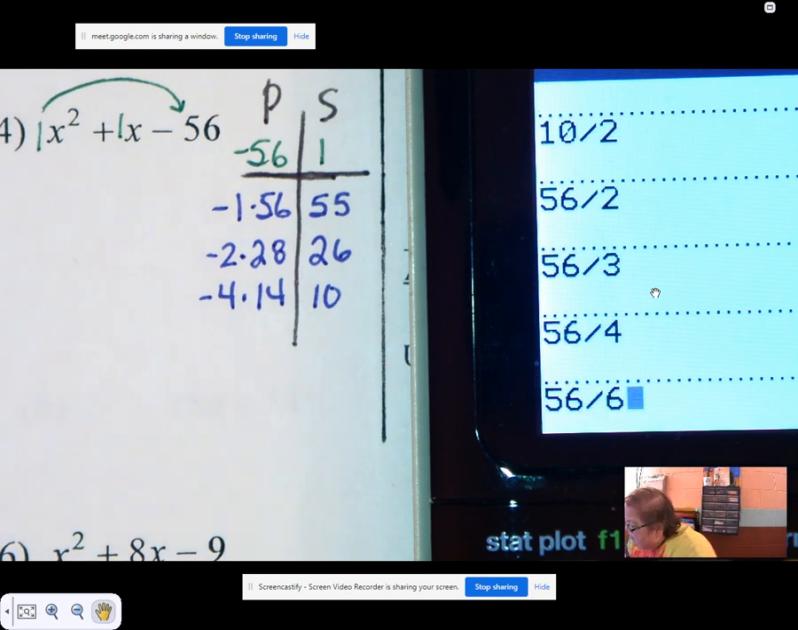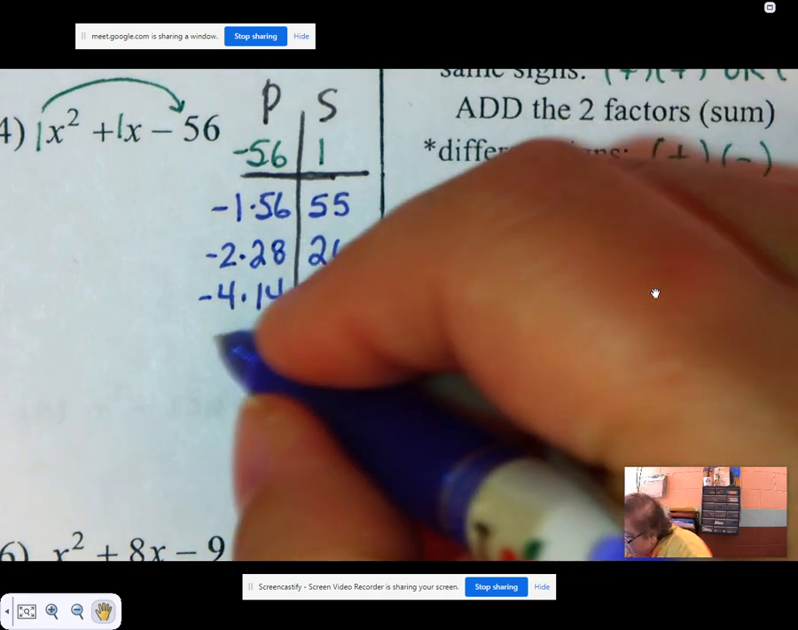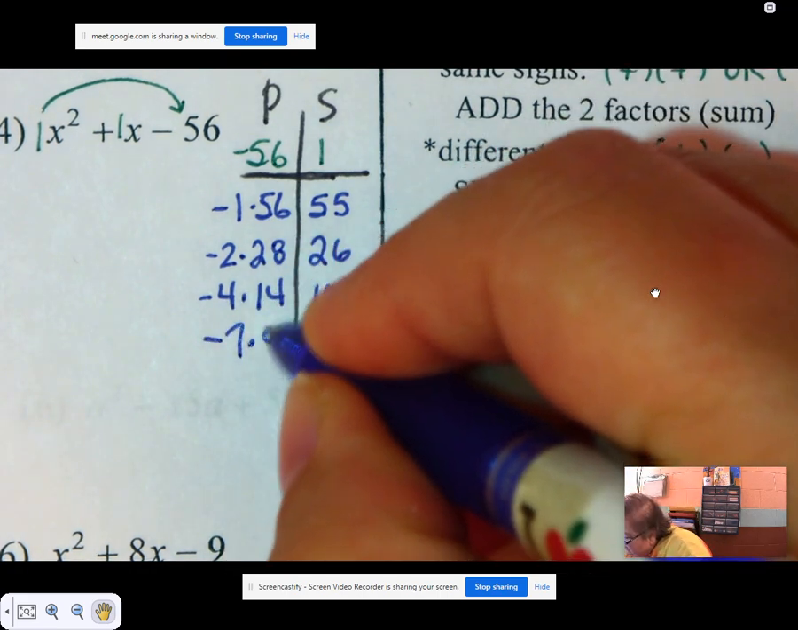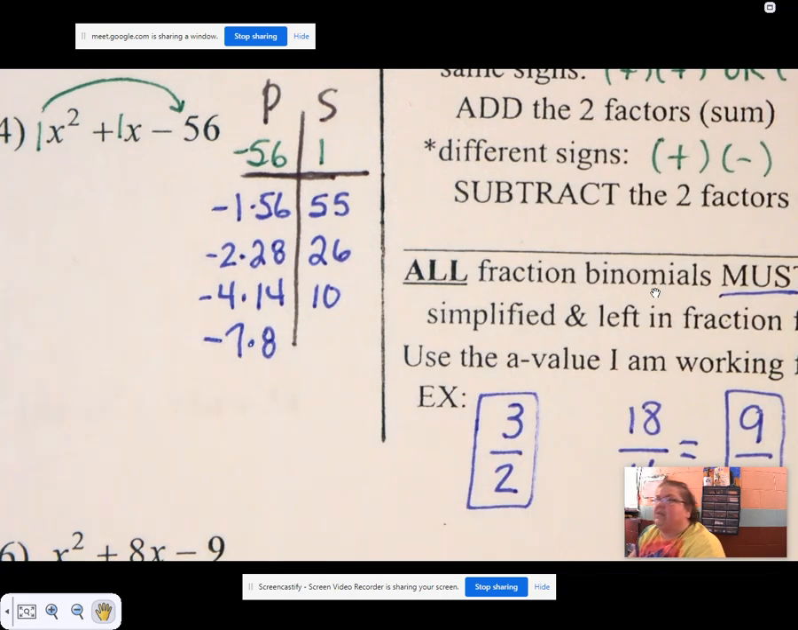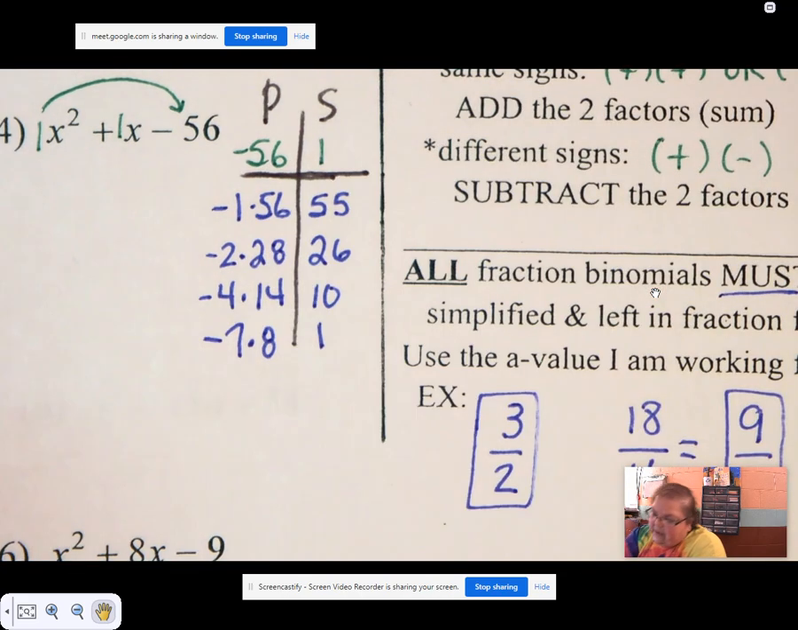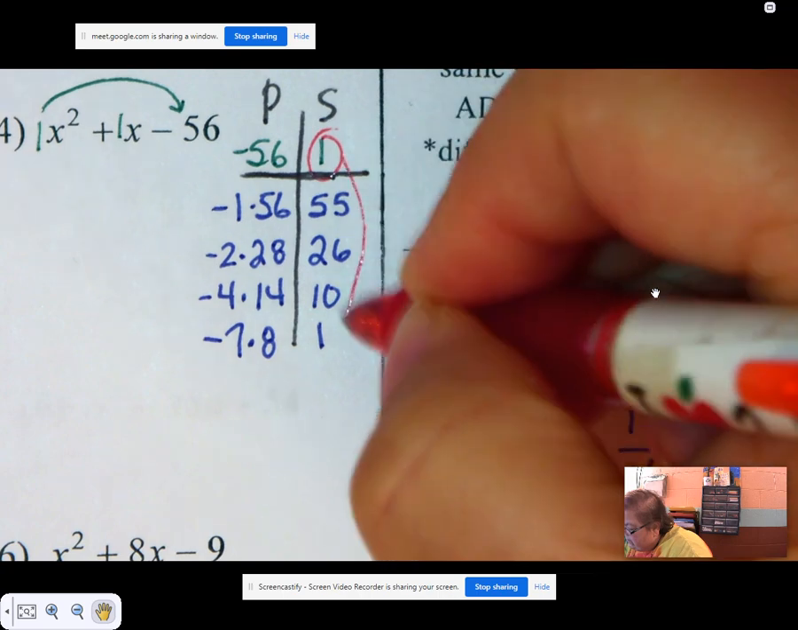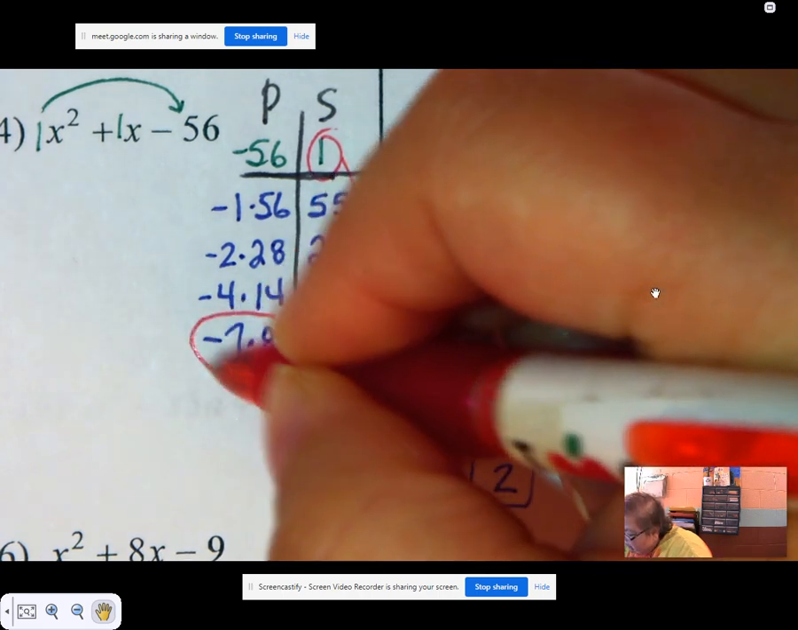56 divided by 6, what do we get? Oh, that didn't work either. 56 divided by 7. Okie doke. 7, so I'm going to use negative 7 times 8, because remember they have to both be the same sign. What is negative 7 plus 8? Oh, we found it. Got a 1, got a 1. Here are my factors.